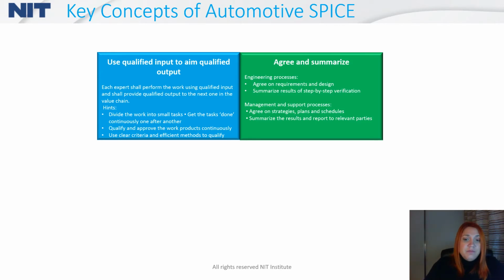Next, the concept of agree and summarize means that on engineering processes, requirements and design must be agreed between all involved parties, and that all results of verification must be summarized and further communicated. On the management and supporting processes, all strategies like plans and schedules must be agreed, and a summary of the progress must be done regularly.